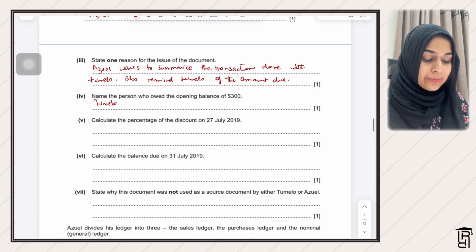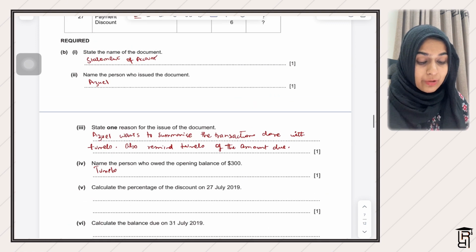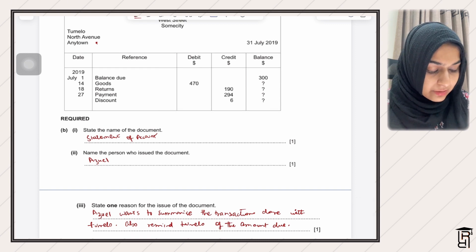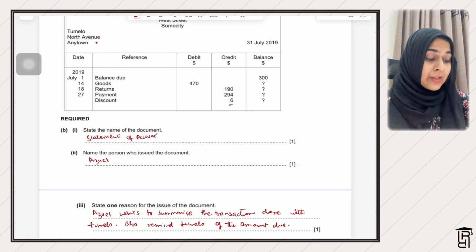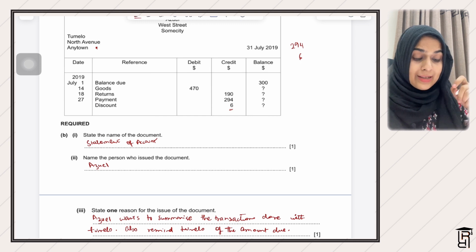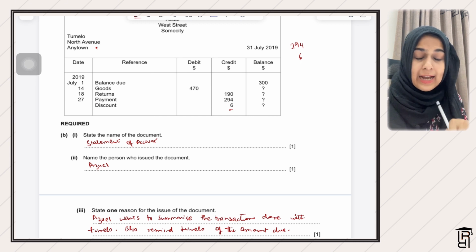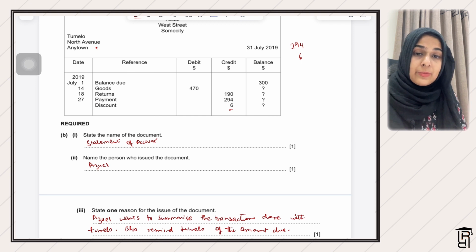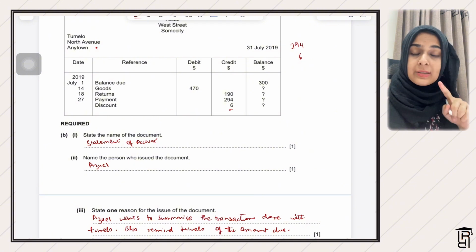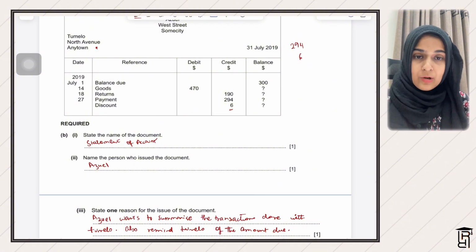Then they're saying calculate the percentage of discount on 27th July 2019. So I need to see how much discount we are giving to Tomelo. Is $6 what we are giving, right? And $2.94 is what Tomelo is paying us. $6 is the discount that we're giving, and cash discount is mentioned over here. So this is a cash discount. I know this because this is at the time of payment. So when Tomelo is making the payment to as well, she's giving him a discount of $6. This is a cash discount, also known as discount allowed in accounting.